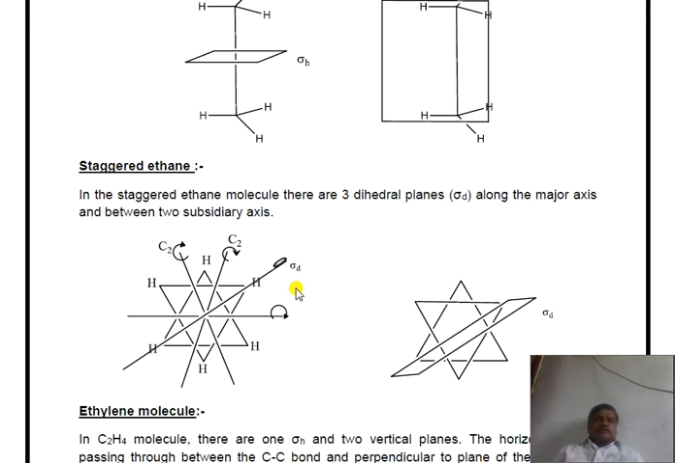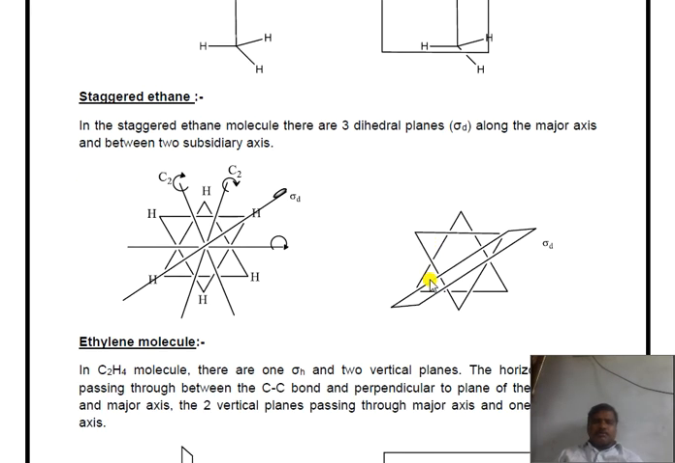We must remember one thing: whenever there are nC2s which are perpendicular to the principal axis, then only we must consider the dihedral plane of symmetry.